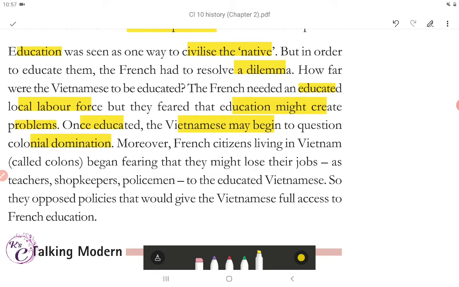Moreover, French citizens living in Vietnam, called colons, feared that they might lose their jobs as teachers, shopkeepers, and policemen to the educated Vietnamese. So they opposed policies that would give the Vietnamese full access to French education.